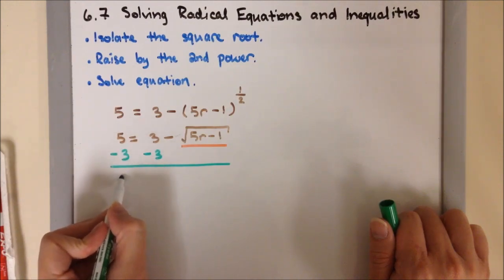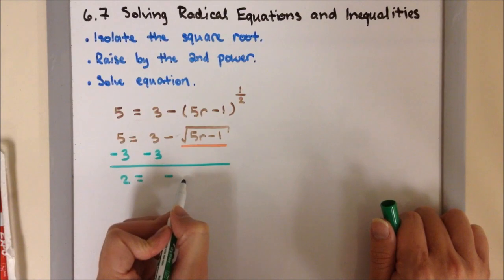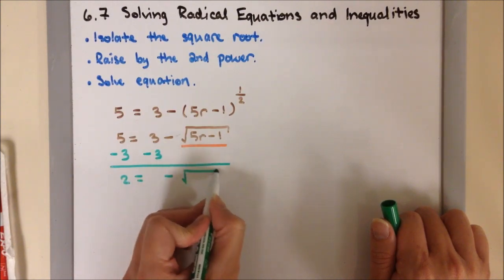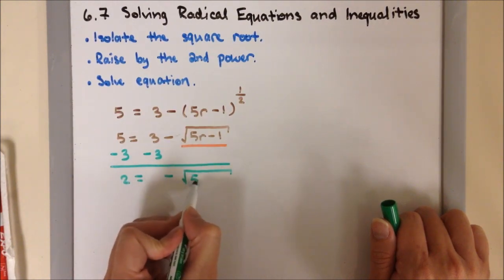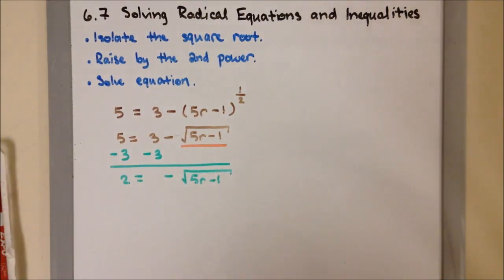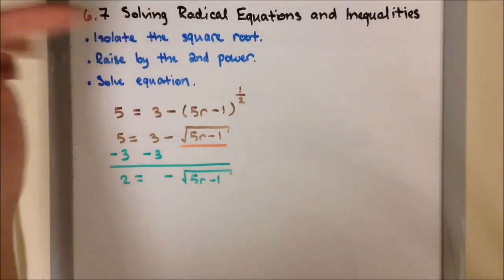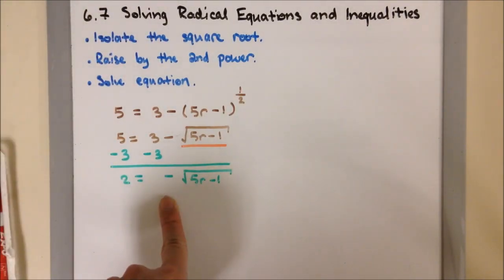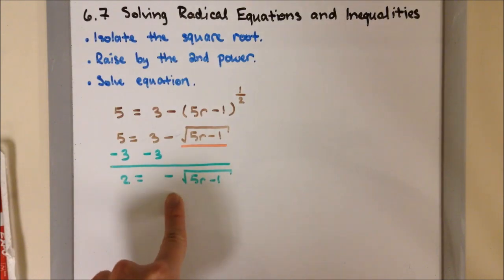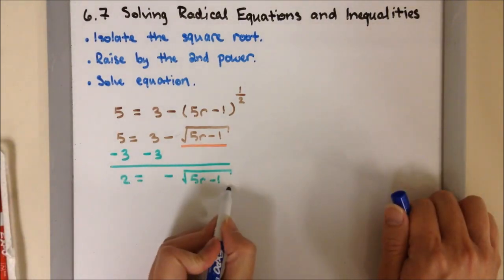5 minus 3 is 2, equal to negative the square root of 5r minus 1. Now, when you're trying to isolate the square root, you also have to make sure that it's positive. In this case, it's negative. So in order to get rid of this negative, I'm going to divide both sides by negative 1.